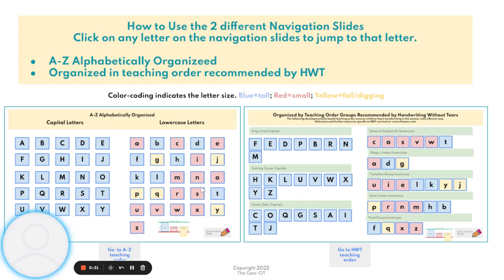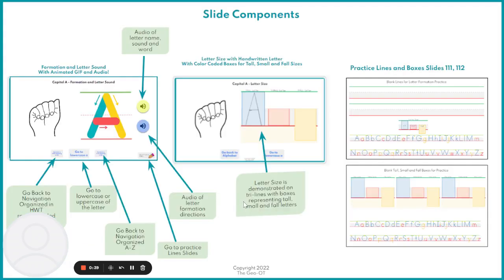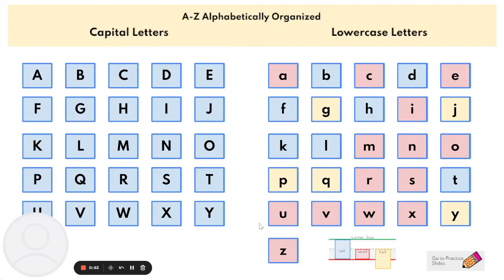The color coding has to do with letter size. So blue is tall, red is small, and yellow is those low or digging letters. This shows you what the different features of the different slides are and the practice lines and the practice boxes for practicing with your annotation tools right after doing your lesson.